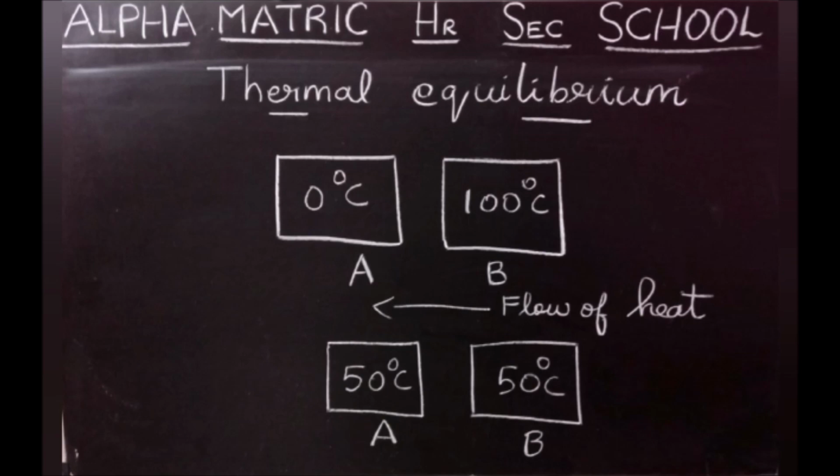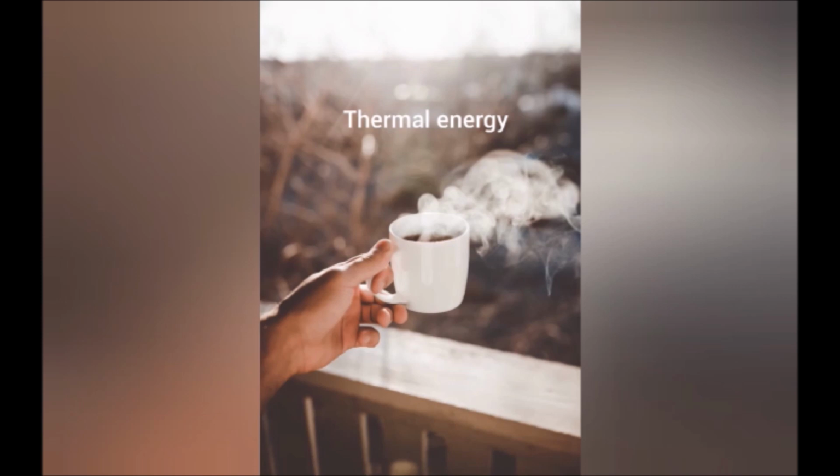This is thermal equilibrium. Next, thermal energy. If you leave a cup of hot coffee on a table for some time, what happens? The hotness of the coffee decreases after some time. What do you infer from this observation? Here, there is a flow of energy from the cup of coffee to the environment. This energy is termed as thermal energy.